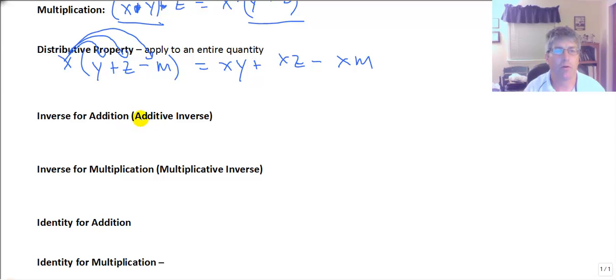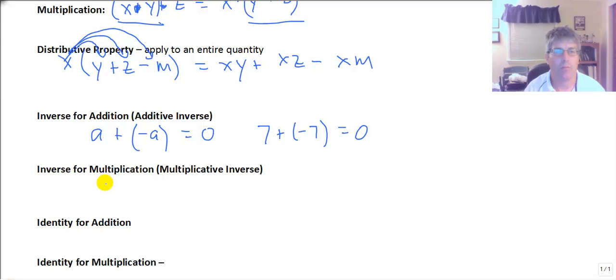The inverse for addition, or the additive inverse, we've already seen that so far this school year. That says A plus its opposite will equal 0. So any number and its additive inverse, or its opposite, is equal to 0. Right? 7 plus a negative 7 equals 0.